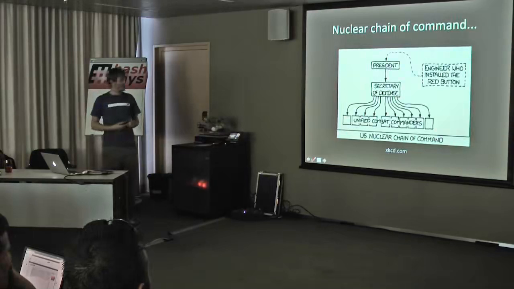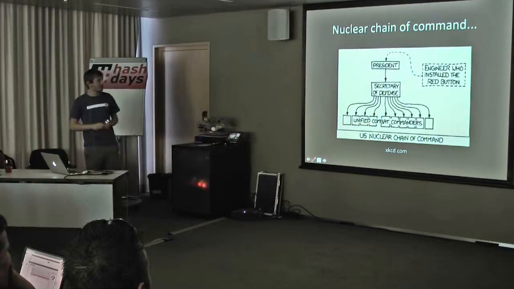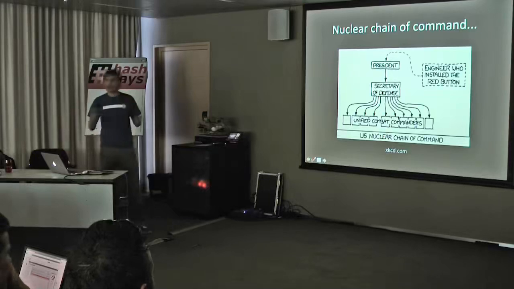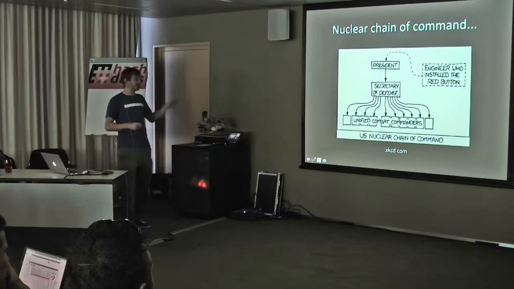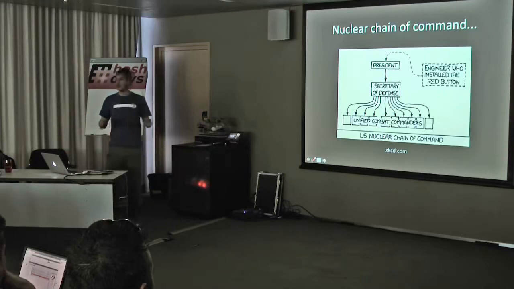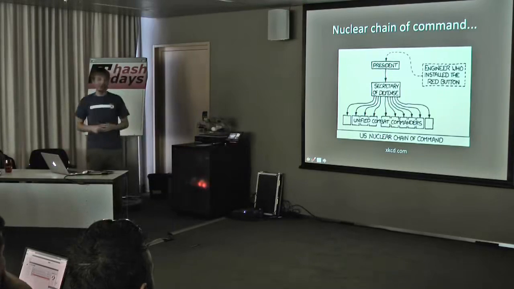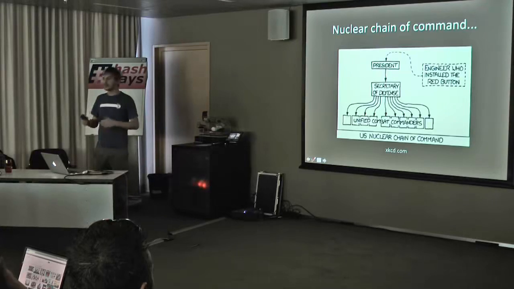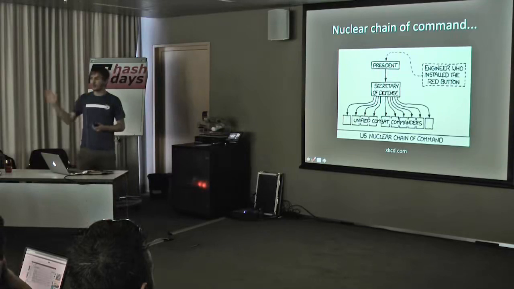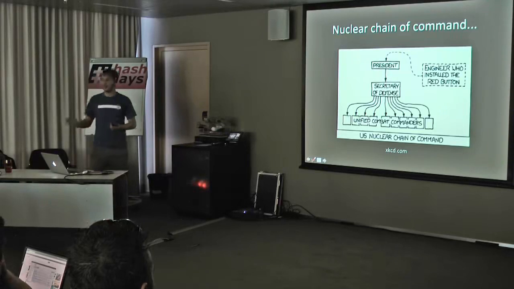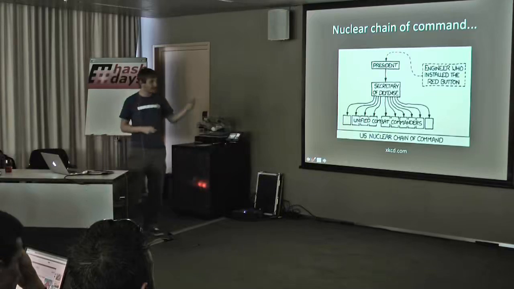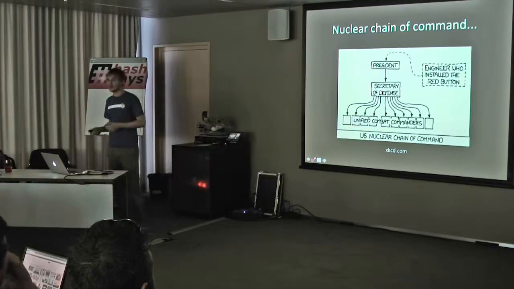So one day I found this small comic on XKCD, and it says basically the nuclear chain of command in America. The president is on top, in charge, but actually he only has a red button. And if the engineer who installed the red button didn't install it correctly, the president can press it as long as he wants, and it will do nothing. So the engineer is actually the one who is in charge, right?